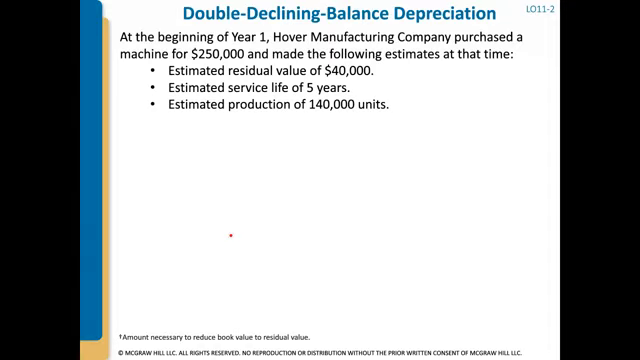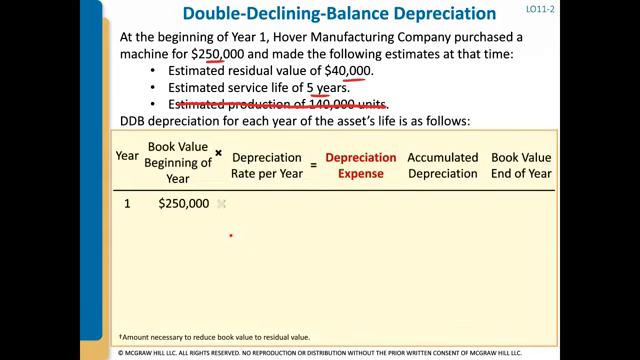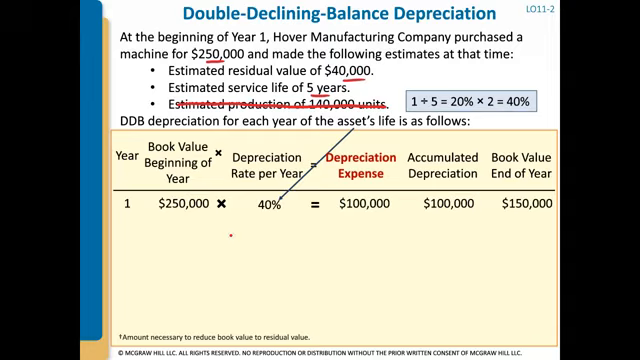We're going to go through the same example where a machine costing $250,000 was purchased with an estimated residual value of $40,000 and a service life of 5 years. Again, this is called the double declining balance method because we're going to multiply by 2, but we're not going to use the estimated production of units information for this method. So here's how you depreciate using the double declining method.